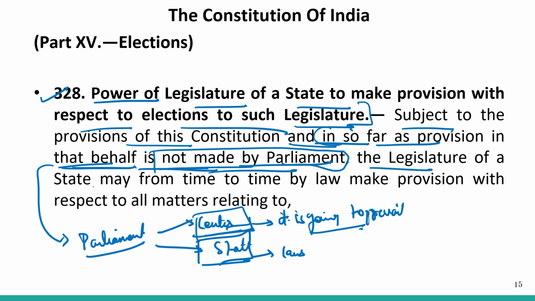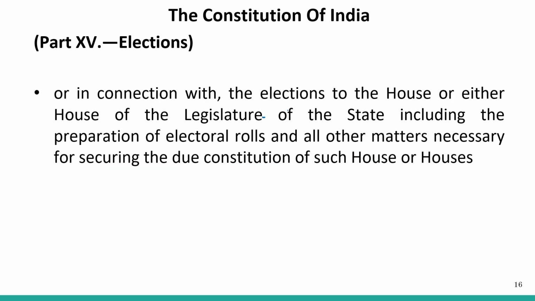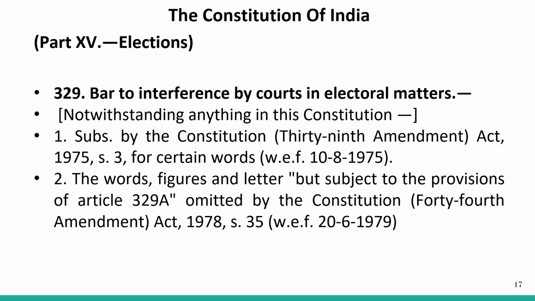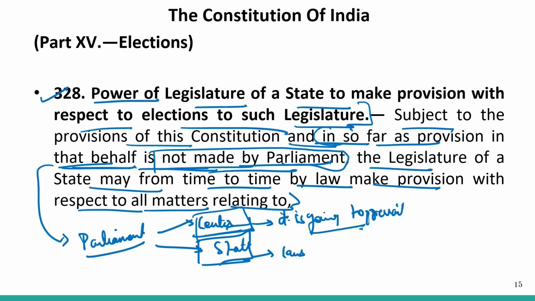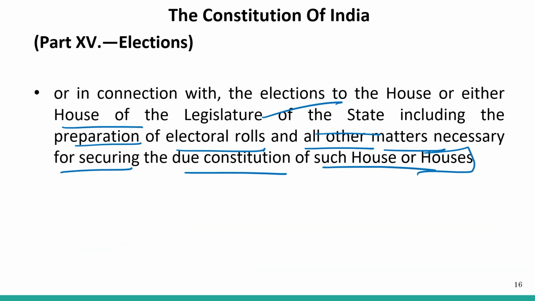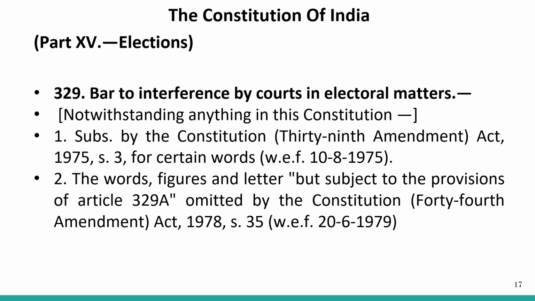The legislature of the state may from time to time by law make provisions with respect to all matters relating to or in connection with the elections of either house of the legislature of the state, including the preparation of electoral rolls and all other matters necessary for securing the due constitution of each house or houses. So this specifically says that it is not only Parliament that is going to make laws, but the state legislatures have also been given the power to make laws in regard to the elections that are going to take place in the country.